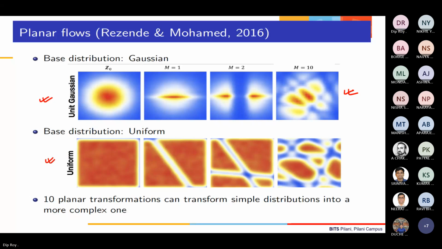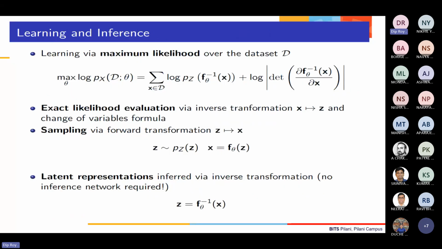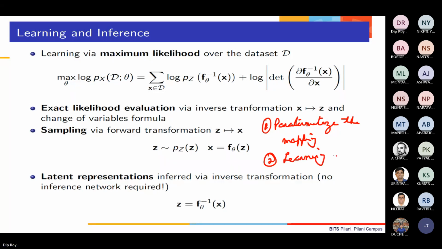Now, what we know here is, overall, what do we need? We need only two things. The first thing is to parameterize the mapping. And number two is we need to do learning.